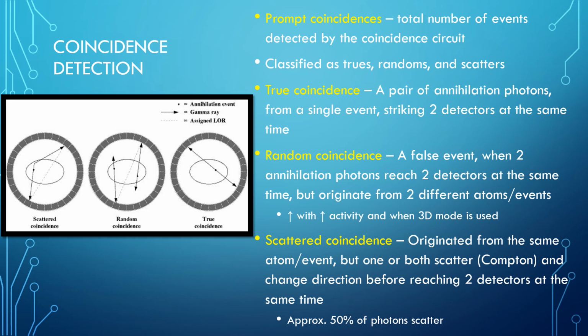And then the true coincidence here on the right is what we want. As you can see that this annihilation event happens, it hits the detectors opposite around the same time, and we're able to count it as an event.